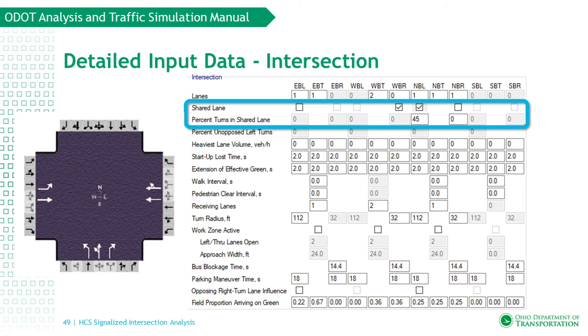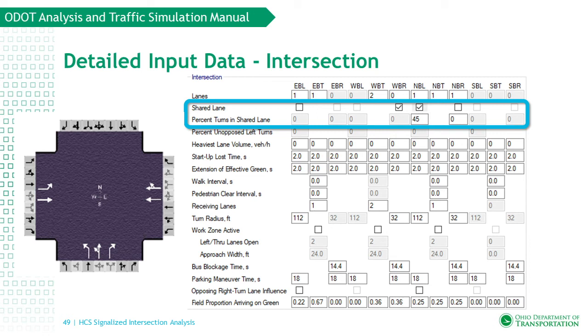At the intersection of Henderson Road and State Route 315 northbound ramps, the northbound approach has a shared through and left turn lane along with an exclusive left turn lane. Under the shared lane row, the box is checked under the northbound left turn. Then the percent turns in the shared lane must be entered based on traffic count observations. Refer to Section 5.6 for information regarding lane utilization measurements and inputs.